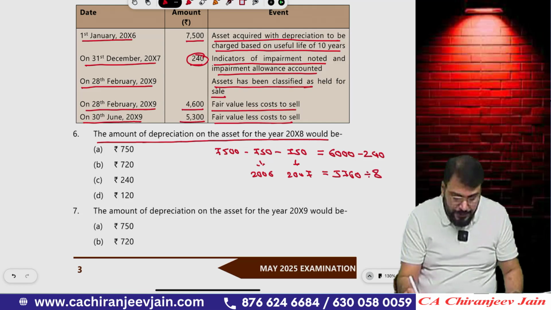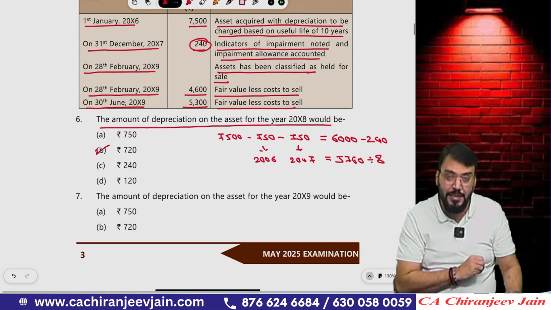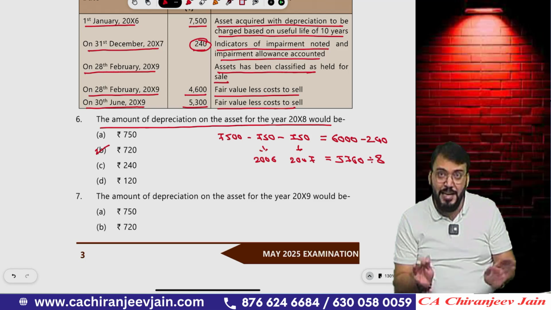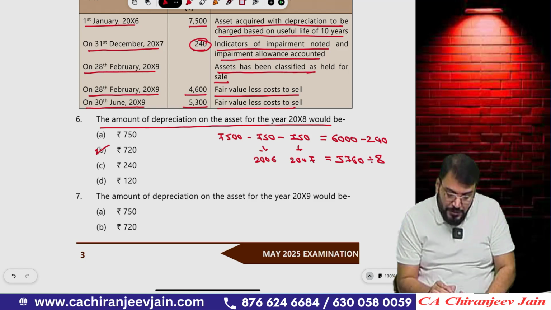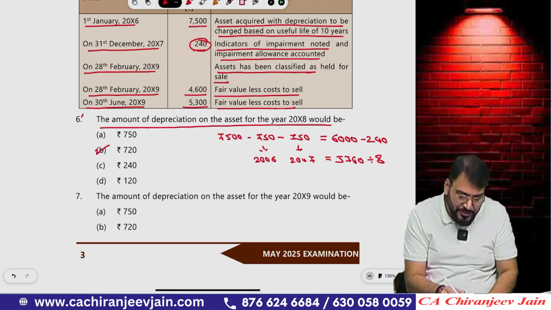So divide by 8. What is the depreciation? Depreciation will be 720. So depreciation for the year 2008 will be 720. Got this point? Question number 6 is clear.